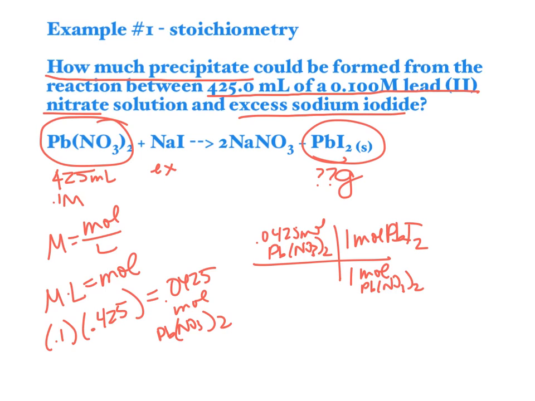The last step I would want to take care of is to figure out how many grams I've got, because I've got moles, but the question up here asks for the number of grams of precipitate, how much. You can either do this as a separate step, or I like to do it in one single step.